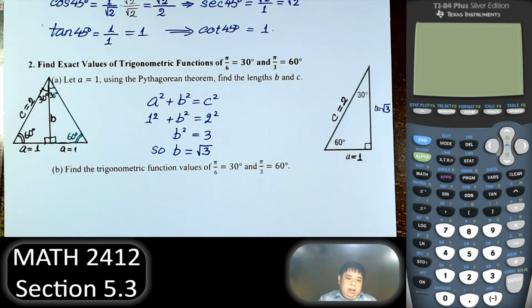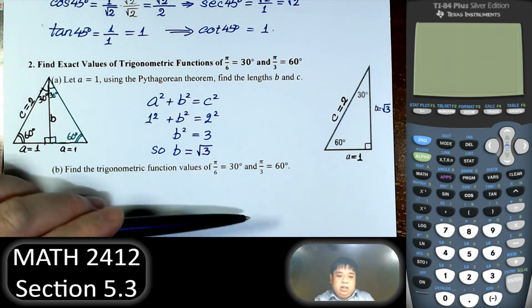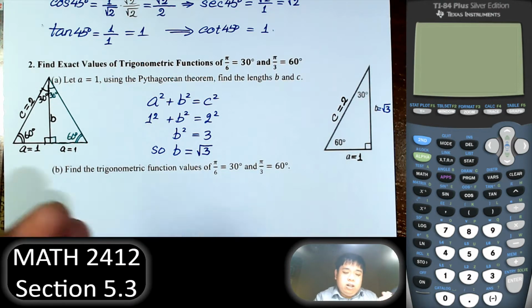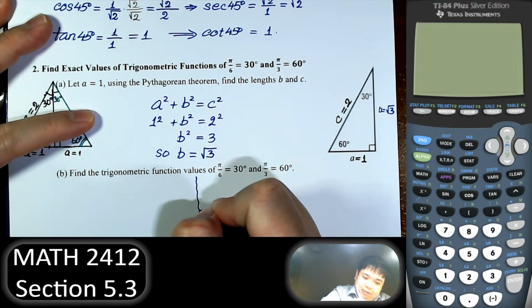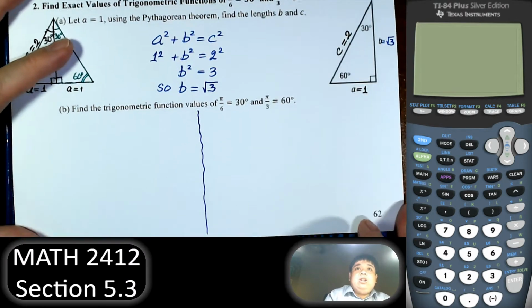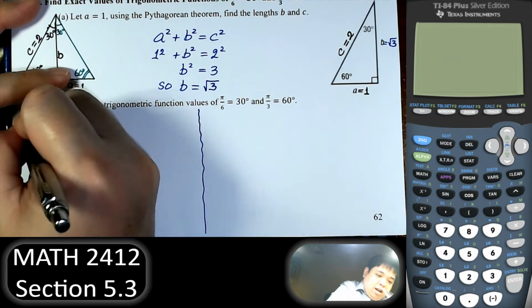Right. Now with that we can write a trig function for 30 degrees and 60 degrees. Since there are 2 of them, let's just do both. First, sine of 30 degrees.